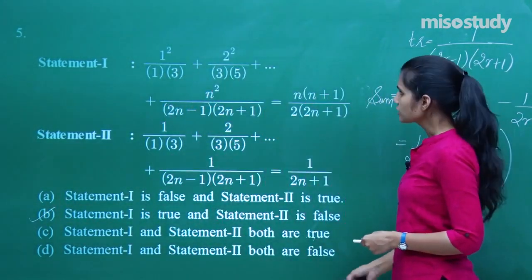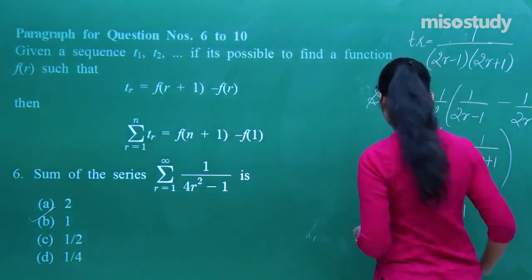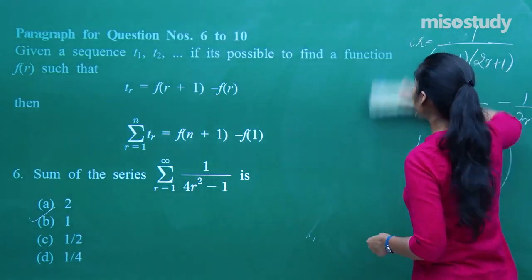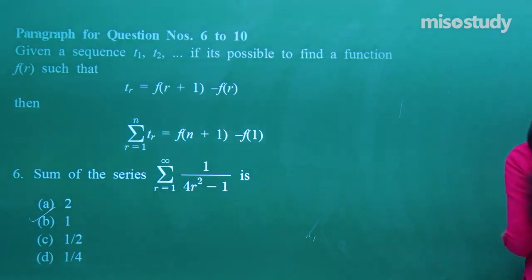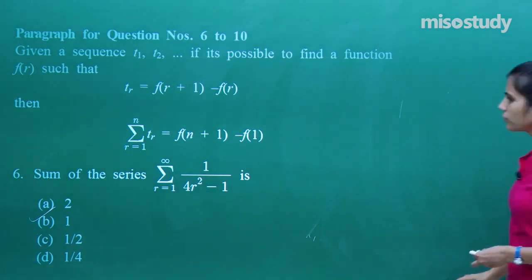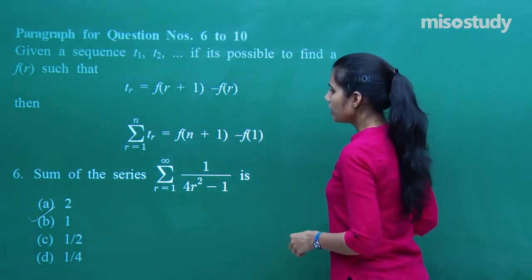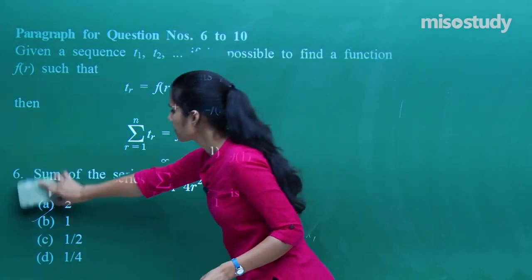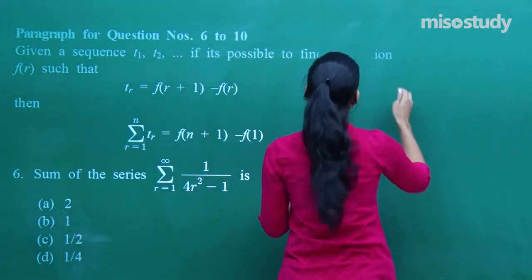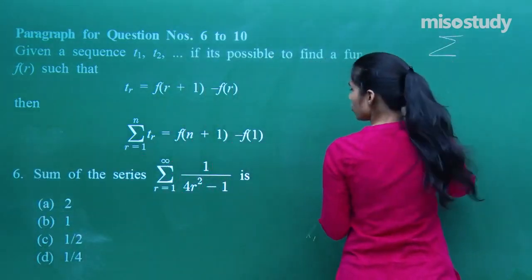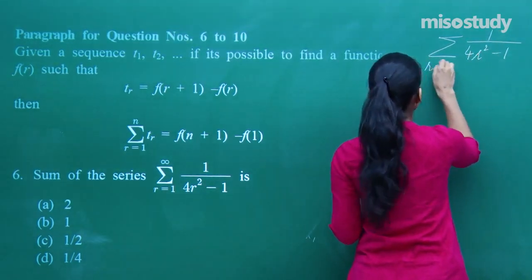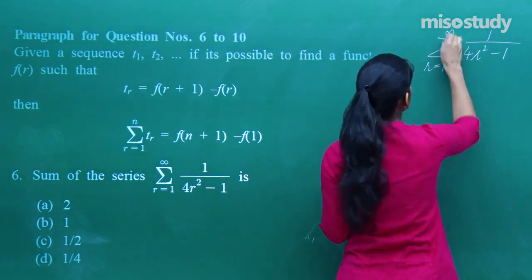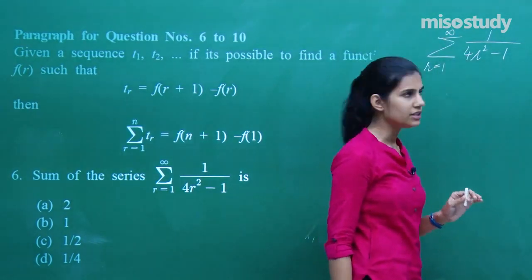Fine. Next, what is it that you have? You have given a sequence. If it's possible to find a function f of r such that this holds, then this holds, now you need to answer some of the particular questions. What are the questions? Let's see. Questions are, what is the sum of this series? Again, it is summation 1 upon 4r square minus 1, r going from 1 to infinity. Now, this is an infinite series.